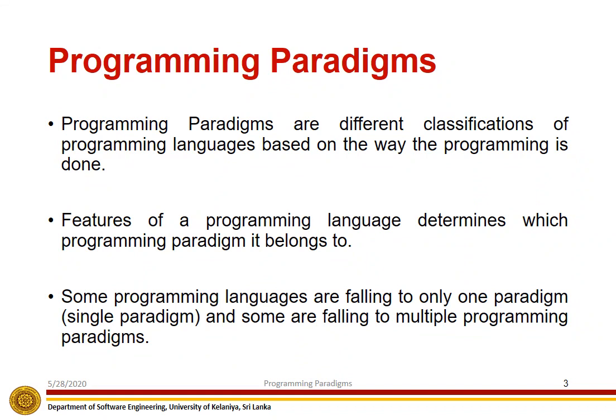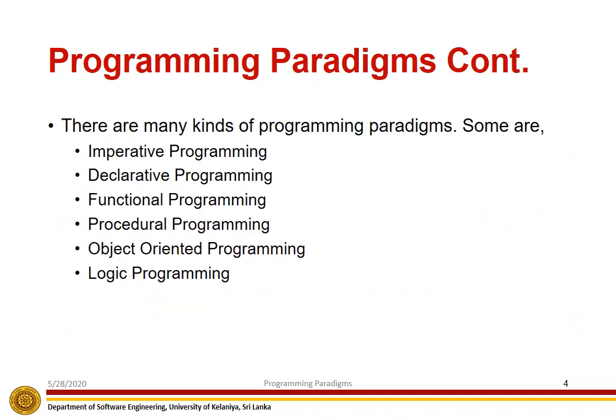For example, assembly language is single paradigm because it only falls into imperative programming, but Python falls into object oriented programming, procedural programming and functional programming. So it is a multiple paradigm. There are many kinds of programming paradigms. Here we are going to talk about some of those: imperative programming, declarative programming, functional programming, procedural programming, object oriented programming and logic programming.